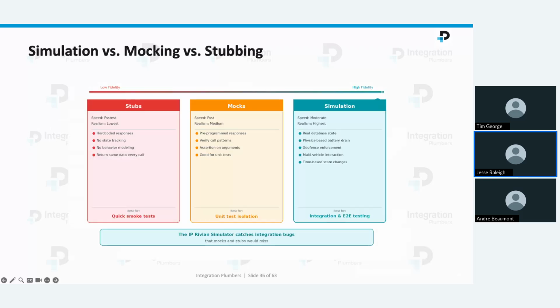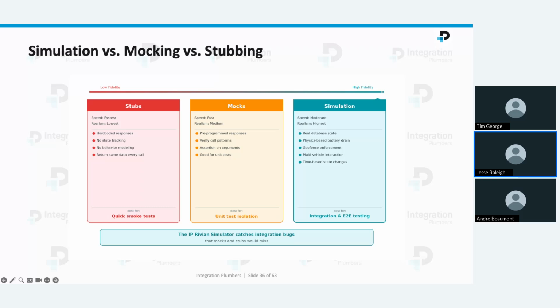To put a finer point on the comparison, stubs are fast and simple, but they tell you nothing about how your system behaves when state changes over time. Mocks add call verification, which is great for unit tests, but they still return canned data. The simulator sits at the highest fidelity level.